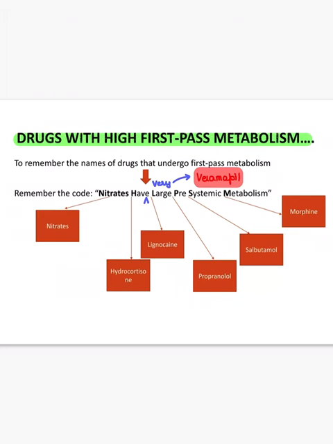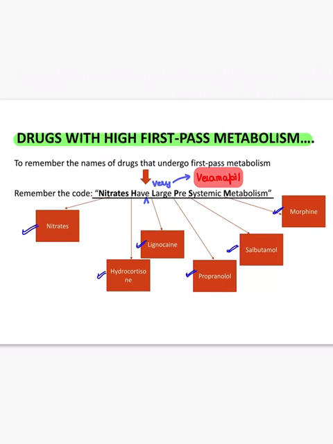First of all, drugs with high first pass metabolism. So remember, "Nitrates have a very large pre-systemic metabolism." N for nitrates, H means hydrocortisone, which is a steroid. L means lignocaine. Very means verapamil. P means propranolol, which is a beta blocker. S means salbutamol. And metabolism, M for morphine.